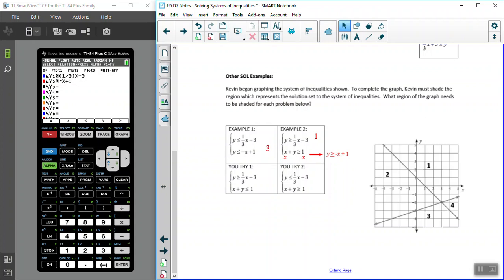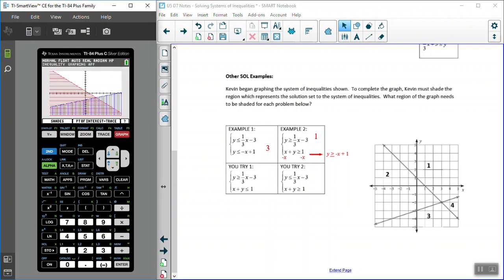So when we look at the graph, we can see here where the overlap is. The other thing we can do is we want to do the shade. So I'm going to do alpha y equals, and I'm going to select 1, the intersection. And what it'll do is it'll show us exactly where we want it to be shaded. So that would be section 3. And then you can also check that for this one here.